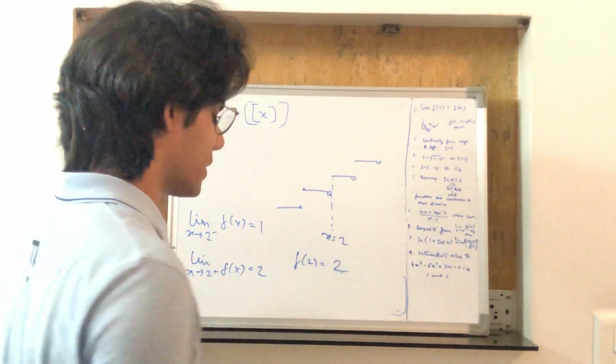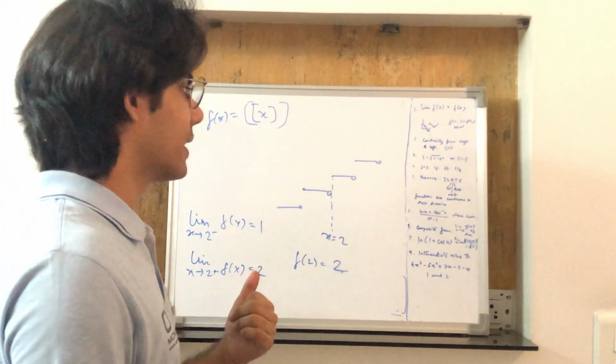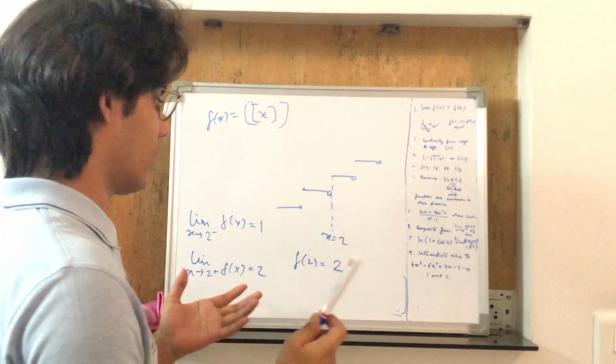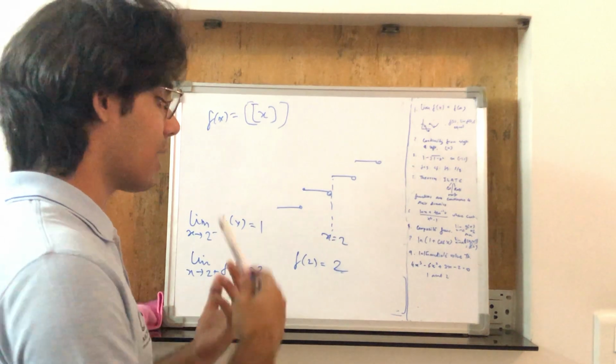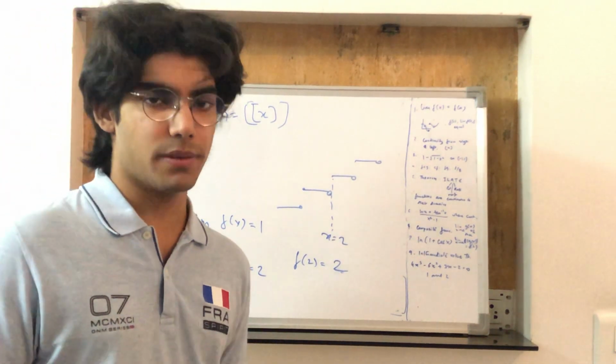So this means that the greatest integer function is going to be continuous from the right, because both those values are going to be 2. However, if you look at the continuity from the left, it's going to be 1. But these are true for integer values.